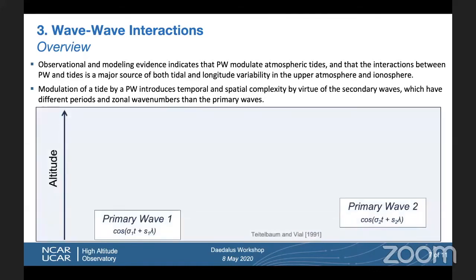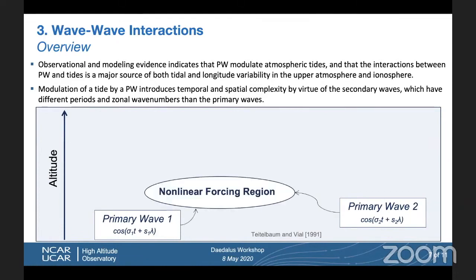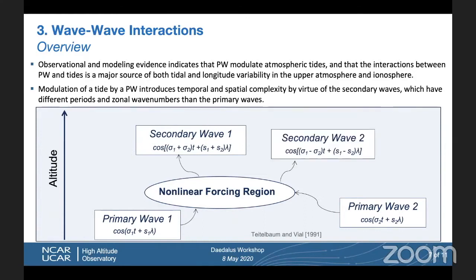So schematically, here I'm showing a depiction of a primary wave 1 and primary wave 2 defined by their frequency and zonal wave numbers. Essentially, as they interact in a nonlinear forcing region, they generate two secondary waves whose frequency and zonal wave numbers will be the sums and differences of the frequencies and zonal wave numbers of the primary waves. And so these secondary waves can propagate as independent waves, being affected differently by the background winds and dissipation. And so they're capable of propagating to regions where the primary waves would not be able to.